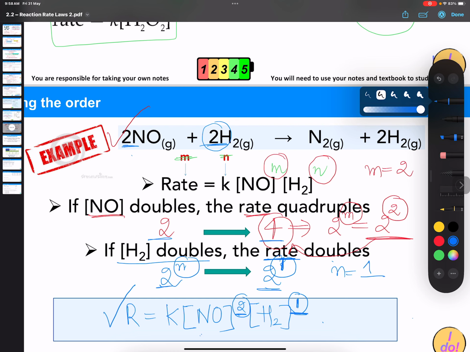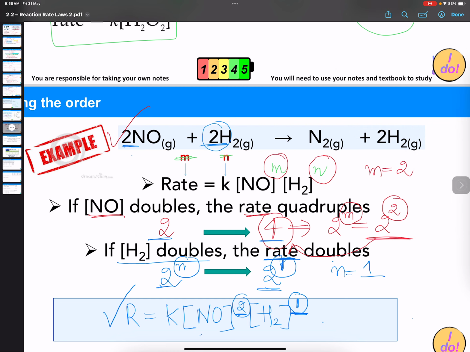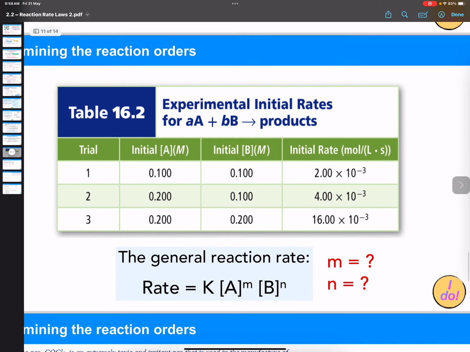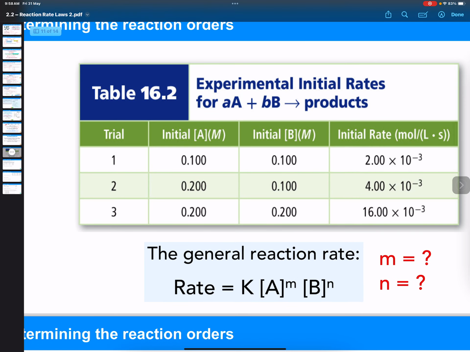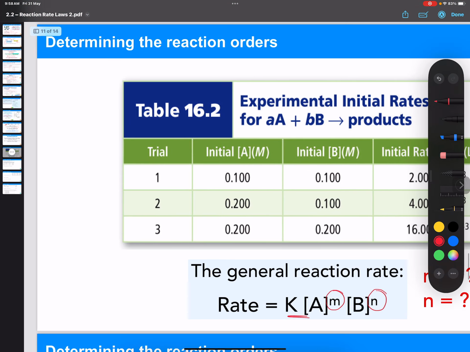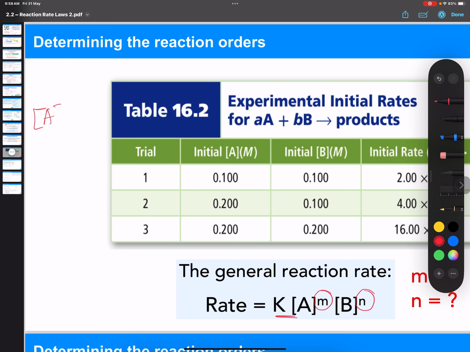Next thing, now we will be using the method of initial rates. It's an interesting one. Now you have been given data, and it's very simple data. It looks clumsy, but it is not. So here you go, let's begin. We have to find the order with respect to A and the order with respect to B. For A, when you are finding the order for A, B should be constant.